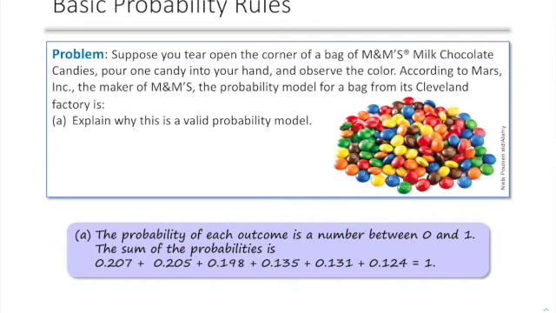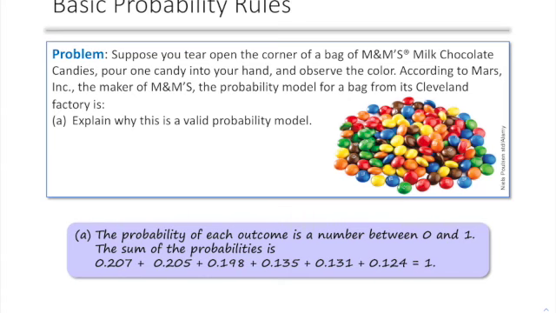So here's a problem. Suppose you tear open the corner of a bag of M&M's milk chocolate candies. Pour one candy into your hand and observe the color. According to Mars Incorporated, the maker of M&M's, the probability model for a bag from its Cleveland factory is given. Explain why this is a valid probability model.